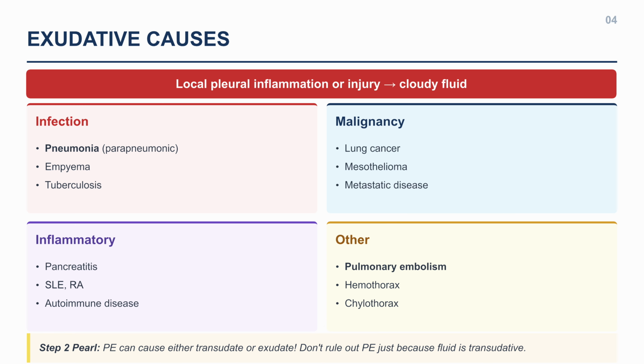Malignancy, including lung cancer, mesothelioma, and metastases from breast, ovarian, and other cancers. Inflammatory causes such as pancreatitis, systemic lupus erythematosus, and rheumatoid arthritis, and other causes including pulmonary embolism, hemothorax, and chylothorax. Step 2, Pearl. Pulmonary embolism is unique because it can cause either a transidate or an exudate. So don't rule out PE just because the fluid is transudative.